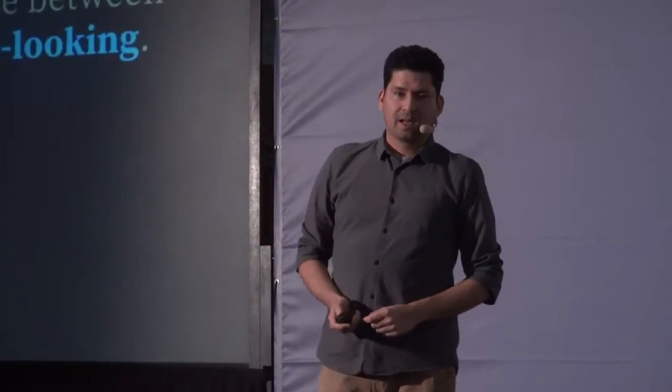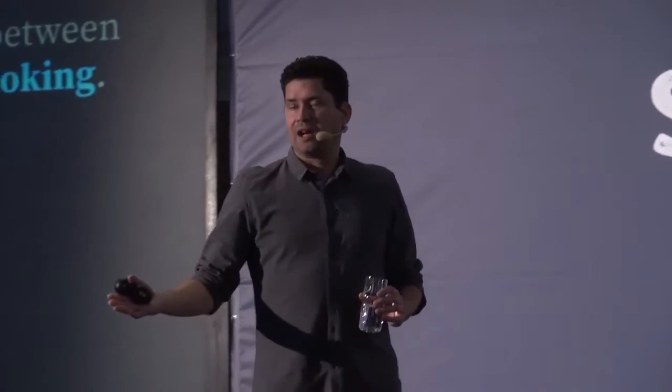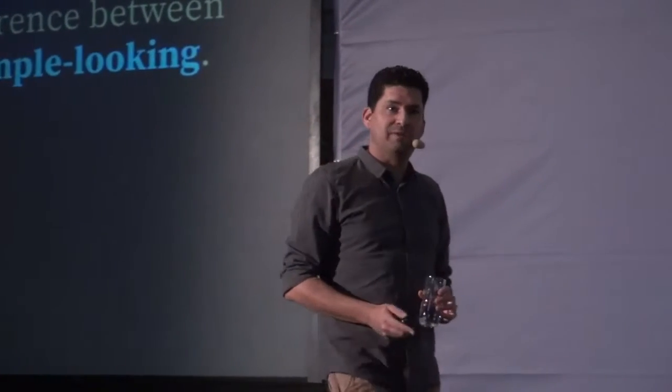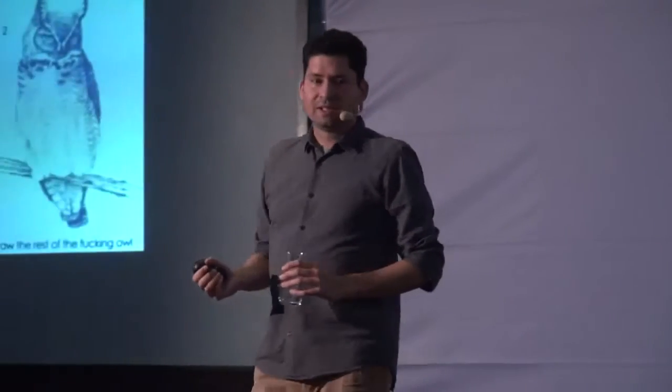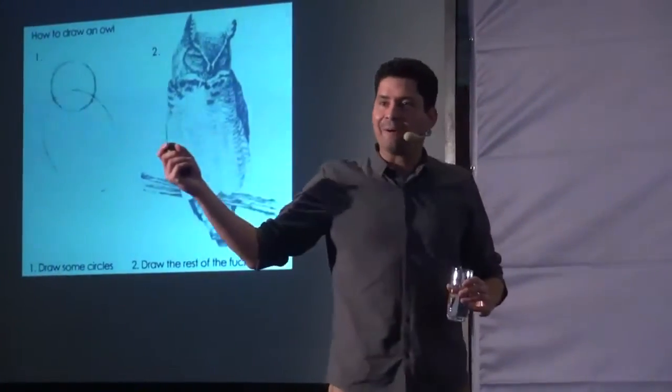So let's talk a little bit about simple. There's a difference between simple and simple looking. And this is a huge thing, especially with a lot of the newer products that we have now. Apple's got some beautiful looking things. They look very simple. They're not always as simple as they look, as many of us know from experience. But we always get this lofty idea that if something appears simple, that that's the way it is. Like this type of thing: how to draw an owl. Draw some circles, draw the rest of the owl.